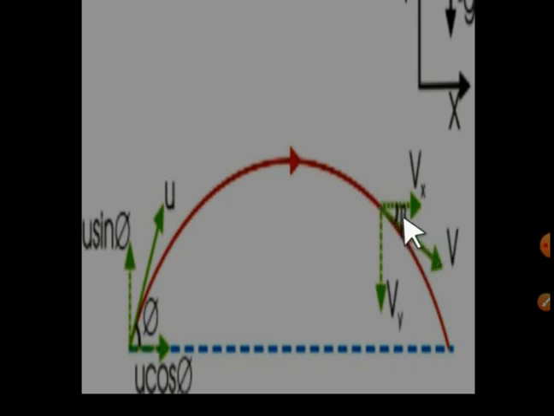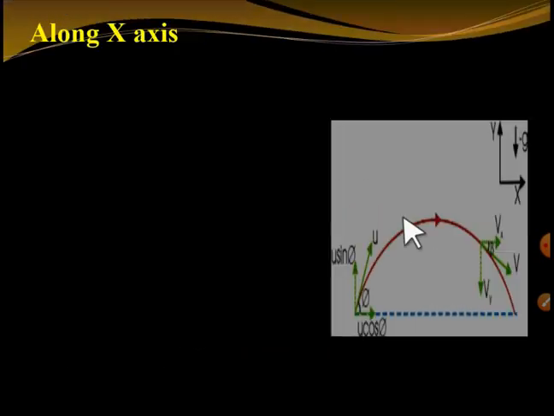That means beta can also be found out. So let's see. Now I told you in the previous video also, in the case of horizontal projection or projectile, we can treat the motion of this projectile as the combination of two independent motions, one along the x-axis, another along the y-axis, right? Along the x-axis your velocity is constant.